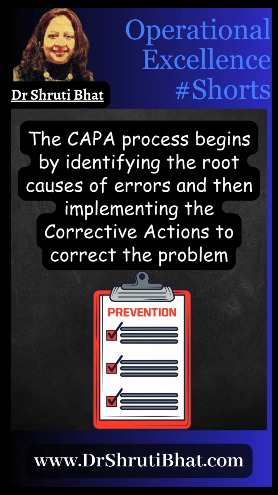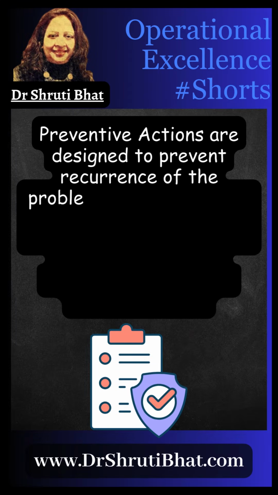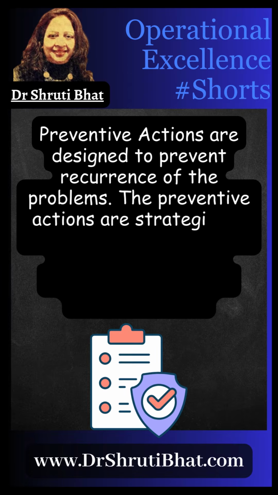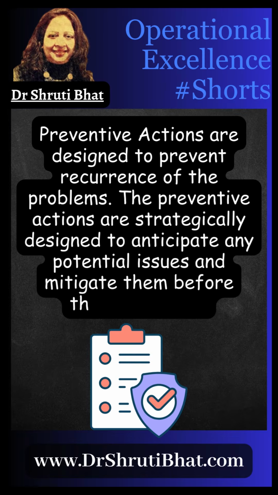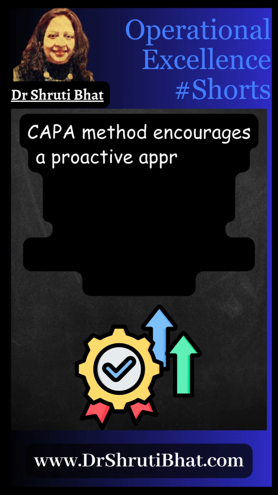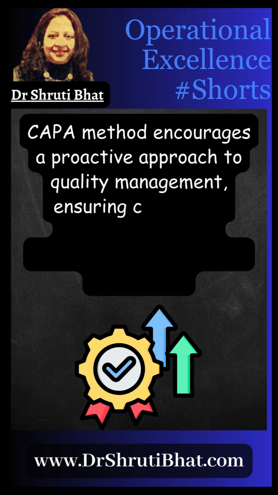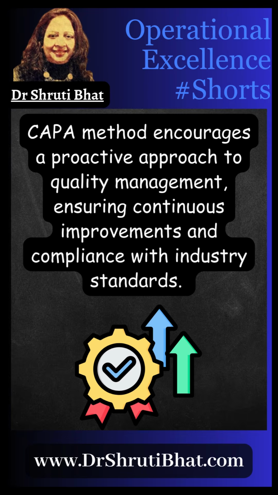to correct the problem. Preventive actions are designed to prevent recurrence of the problems. The preventive actions are strategically designed to anticipate any potential issues and mitigate them before they can occur. CAPA method encourages a proactive approach to quality management, ensuring continuous improvements and compliance with industry standards.